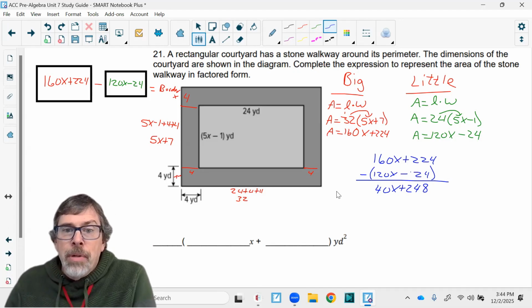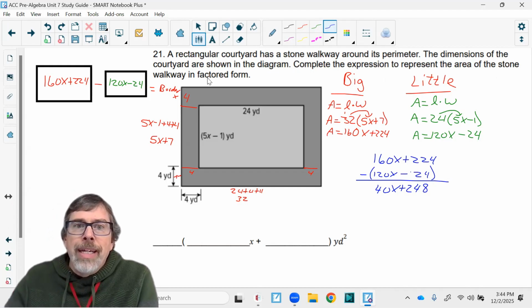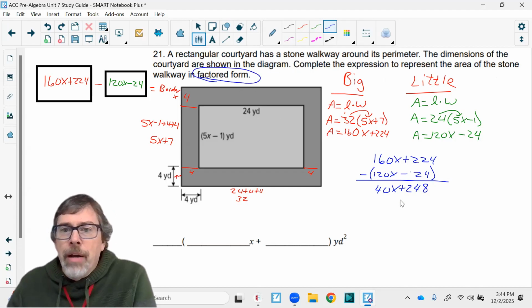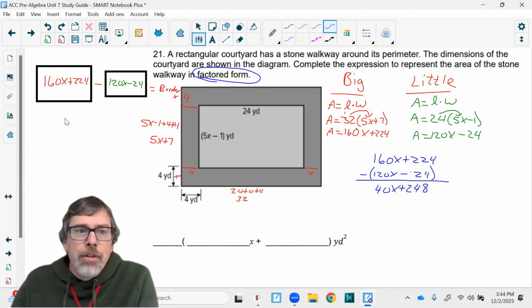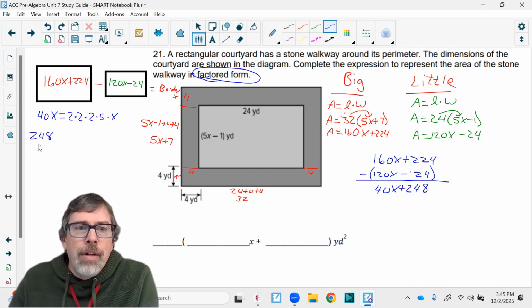Okay, we're almost done, but not quite. Now it says complete the expression to represent the area of the stone walkway in factored form. Now I need to factor this. So I'm going to do this over here. 40x equals, well, 2 times 2 is 4 times 2 is 8 times 5 is 40 times x. So 40 is 2 times 2 times 2 times 5 times x. 248, I'll do that with a factor tree, then I'll erase it.